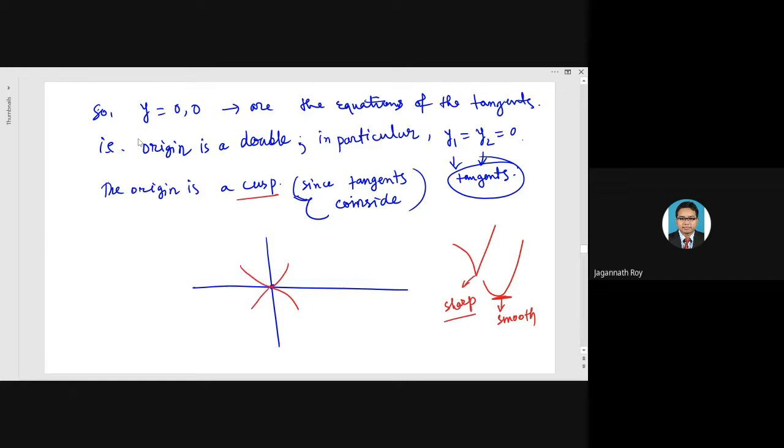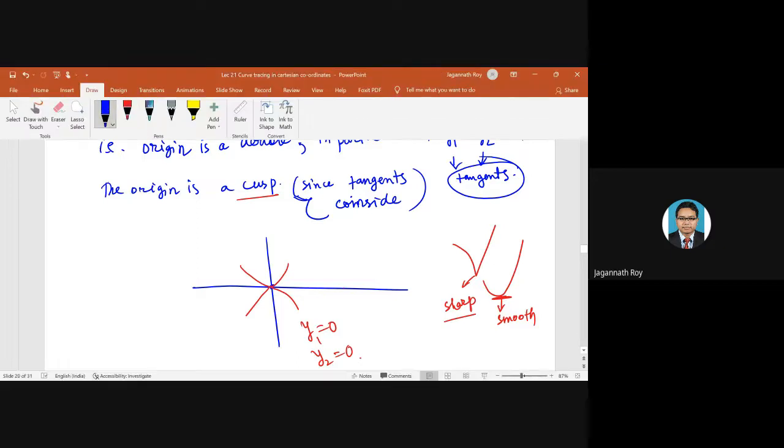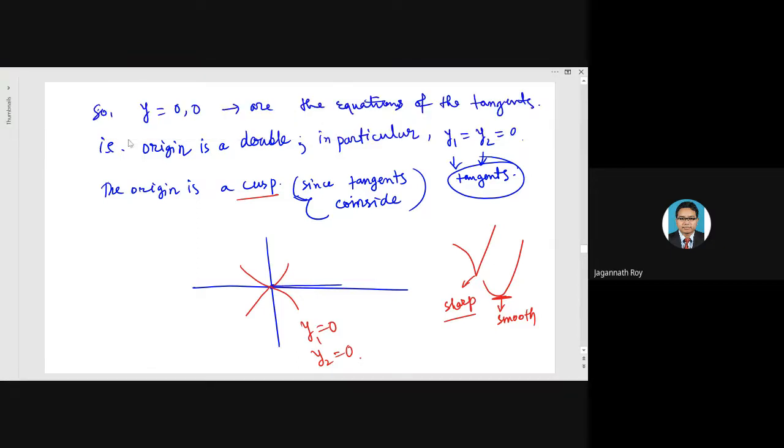Okay, and y1 equals 0, y2 equals 0 is a tangent. So that means this is the tangent, here it is the tangent. So y equals 0. That means the x-axis is the tangent of this curve. But we don't know whether it is this side or that side. Whether this side or that side, that we have to investigate further. Okay.